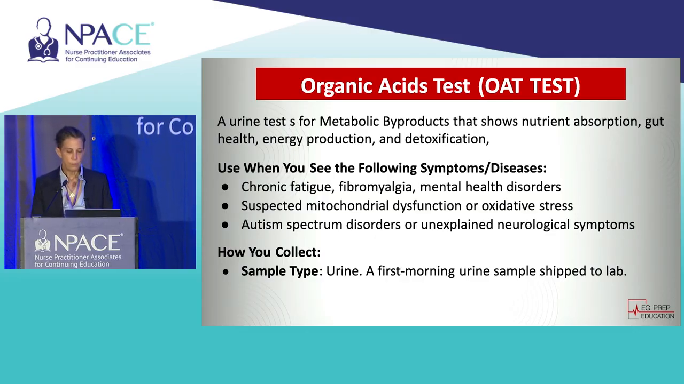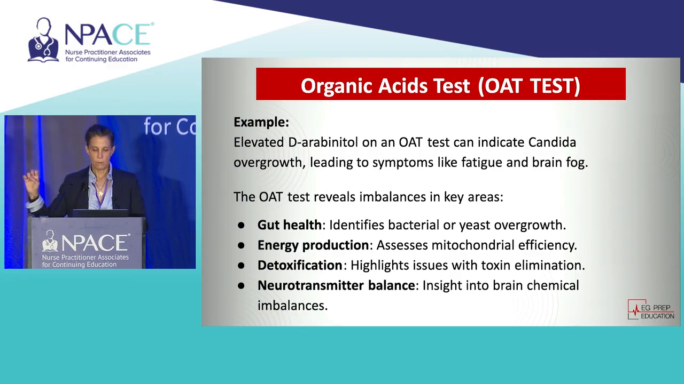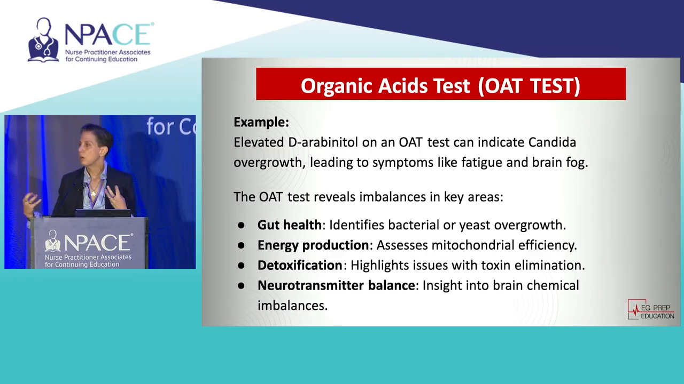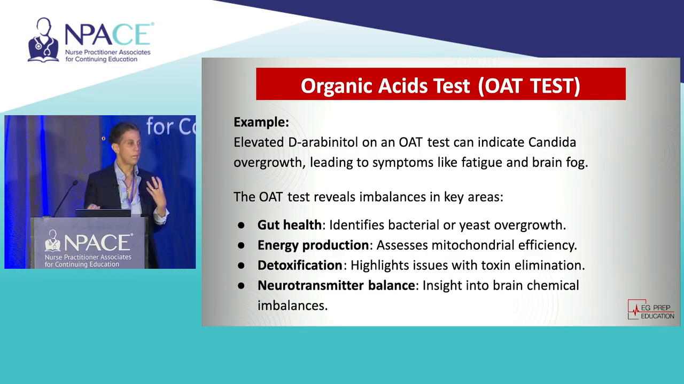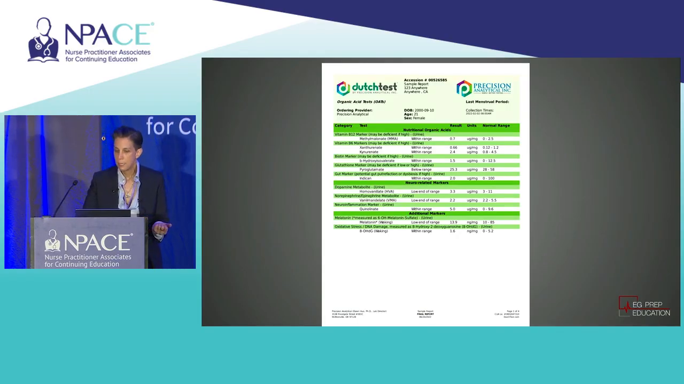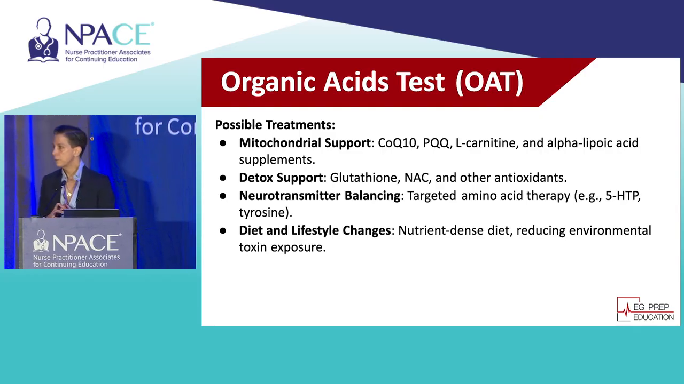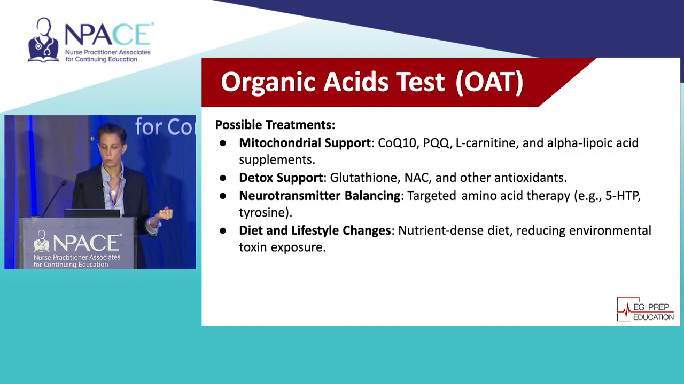It's a urine first morning sample, and basically it gives you a whole list, I'll show you, of organic acids, and you can start understanding what's happening with the gut, what's happening with energy, what's happening with detox. This is what it looks like. And then the type of support you'd give, right? Do we need mitochondrial support? Do I need to detox someone? Do they have candida overgrowth? What is going on for them?